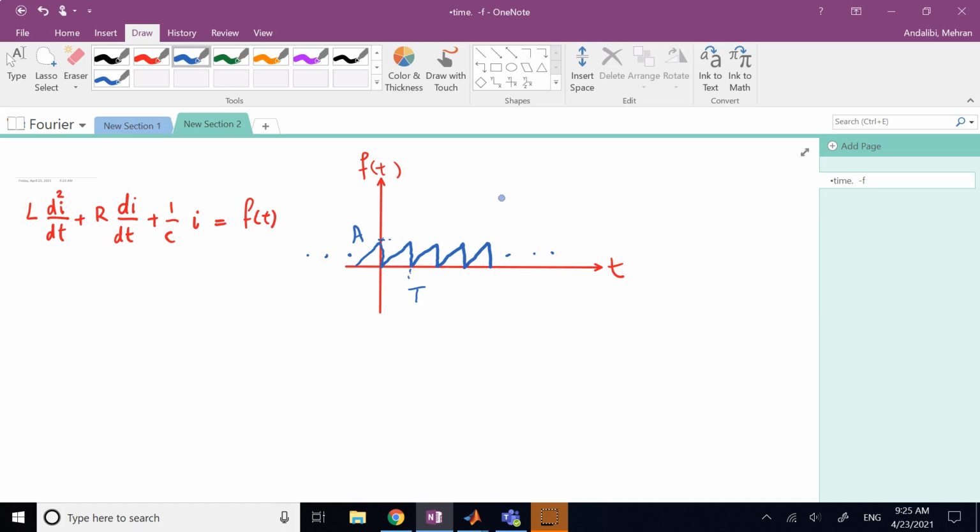Or let's say it's a square wave. That's another case that you might have, correct? So let's say it is a square wave, which you see a lot in electric circuits. So it is something like this, right? It goes up, goes down, goes up, goes down, and it repeats itself.